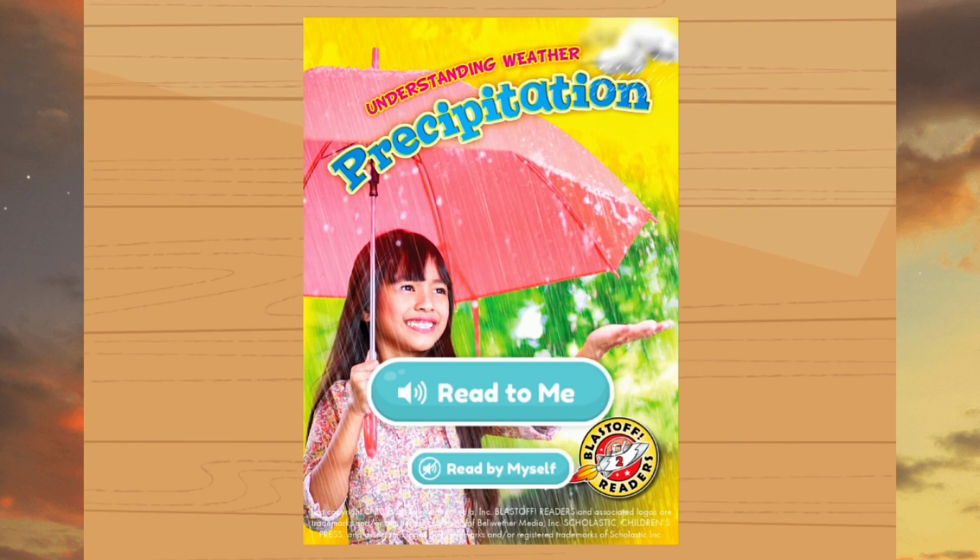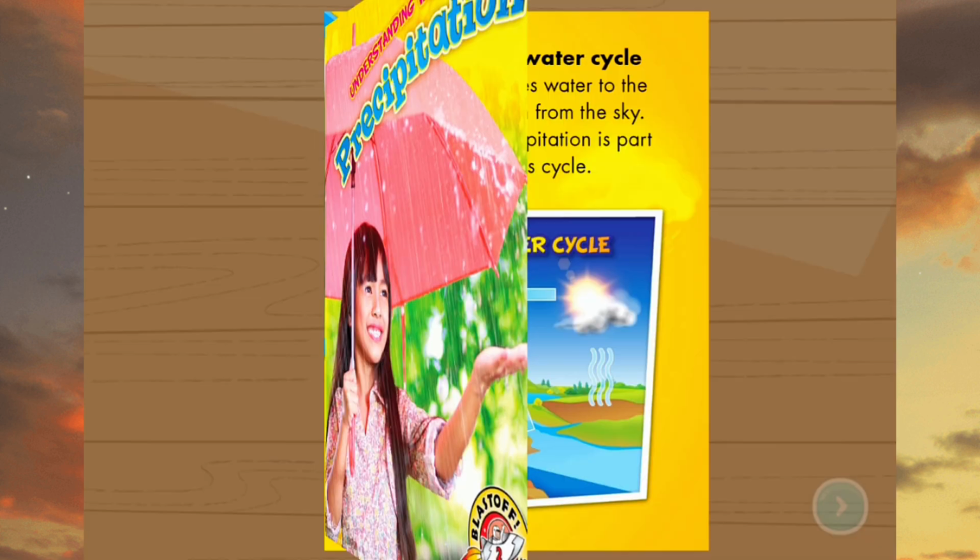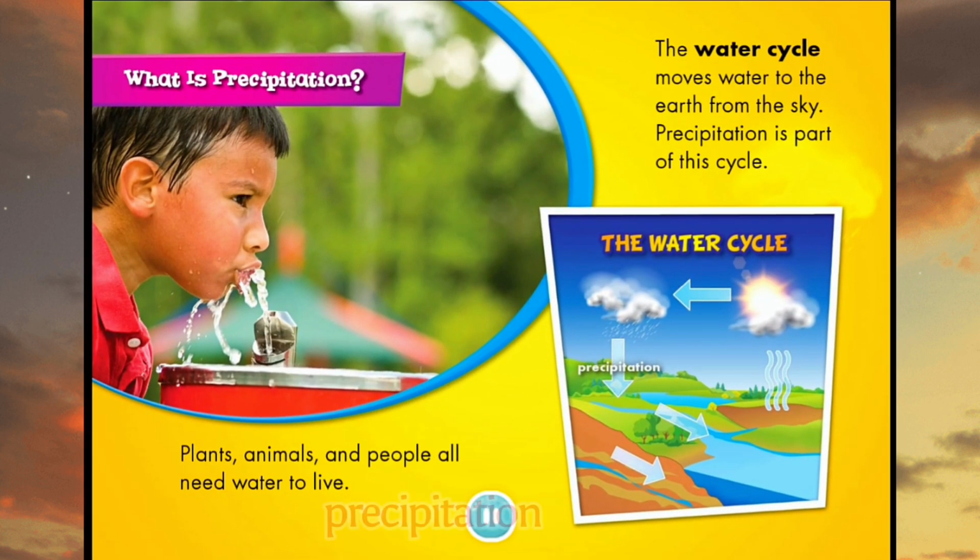Precipitation. What is precipitation? Plants, animals, and people all need water to live. The water cycle moves water to the earth from the sky. Precipitation is part of this cycle.